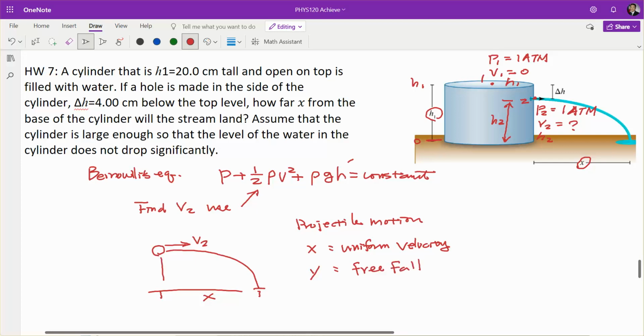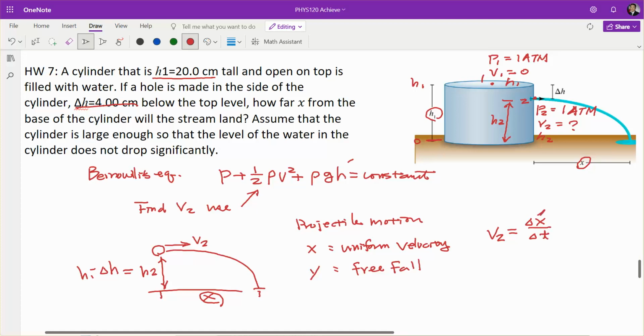Okay, notice the height here is h2, which is equal to h1 minus delta h. Given delta h and h1, you can find out what h2 is. And when you have a uniform velocity, what does that tell you? Uniform velocity means if you have a distance of x, the velocity v2 is going to be equal to the change of x over the change of time.